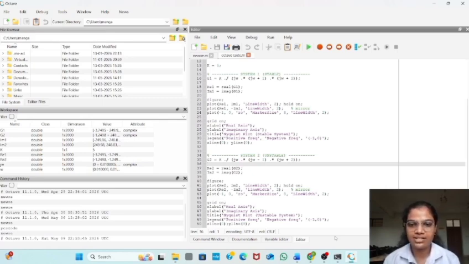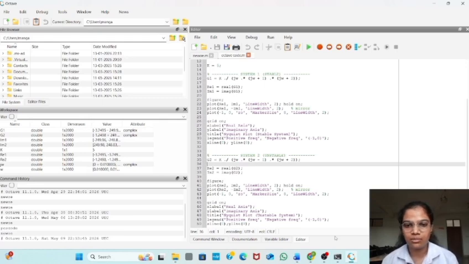Next is figure. This command opens a new figure window for plotting the unstable system graph. Plot RE2, IM2, line width 2. This line plots the Nyquist curve of the unstable system using positive frequency values.